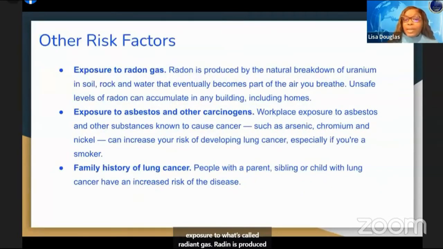Radon is produced by the natural breakdown of uranium in soil, rock, and water that eventually becomes part of the air you breathe. Unsafe levels of radon can accumulate in any building, including your home. Exposure to asbestos and other carcinogens: workplace exposure to asbestos and other substances known to cause cancer, such as arsenic, chromium, and nickel, can increase your risk of developing lung cancer, especially if you're a smoker. And of course, a family history of lung cancer.